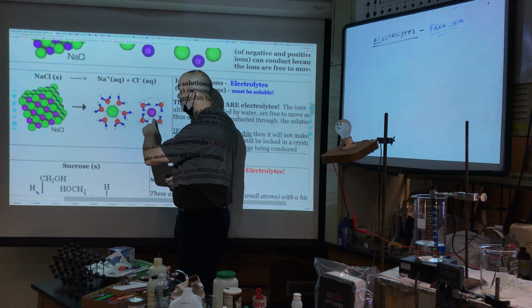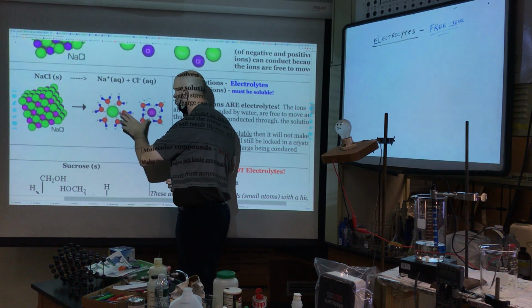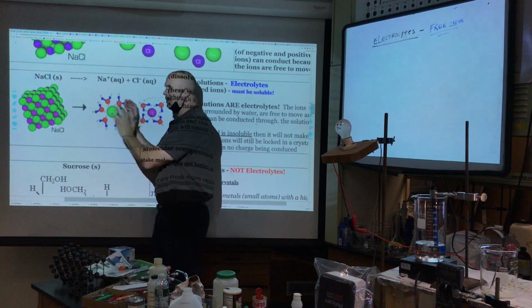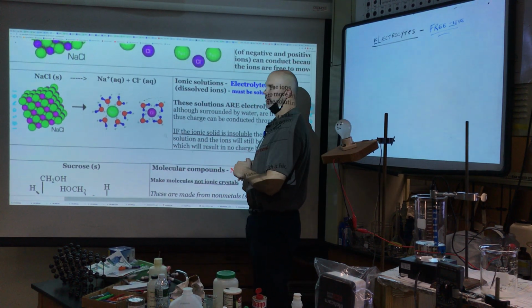I feel like they got these mixed up. Yeah, that should be Na+, and that should be Cl-. All right, whatever. Don't worry about the size of the ions here. We got them messed up. The bottom line is, I've got to work on that diagram.